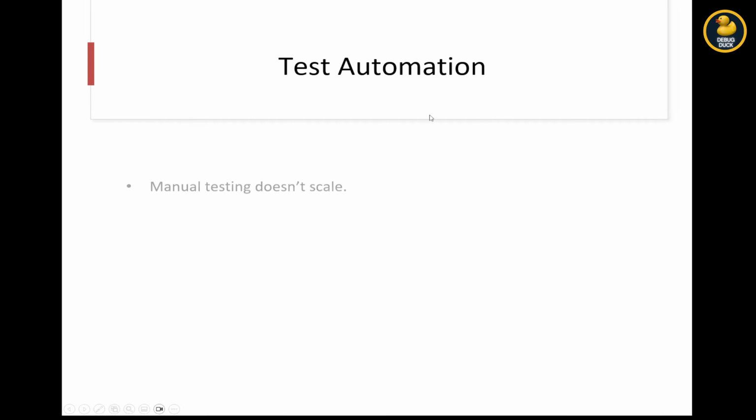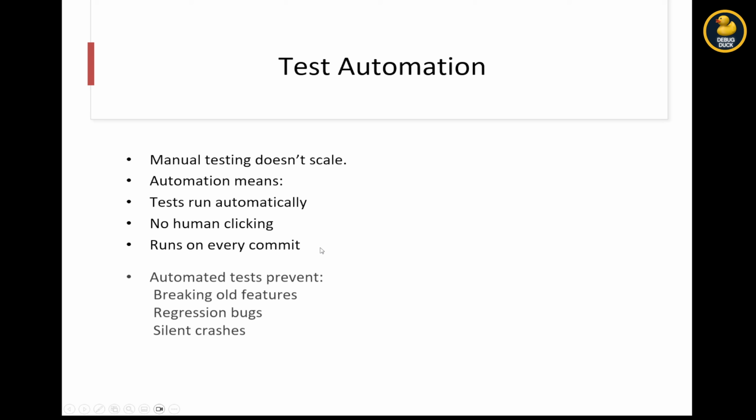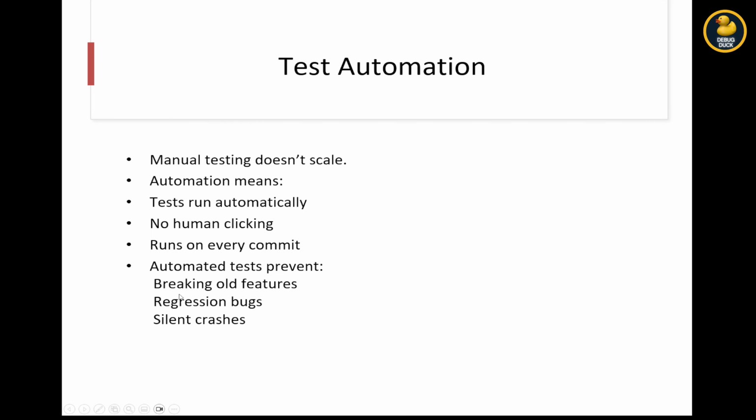The test automation. Manual testing doesn't scale. Automation means tests run automatically, no human clicking, runs on every commit. Automated tests prevent breaking old features, regression bugs, silent crashes.